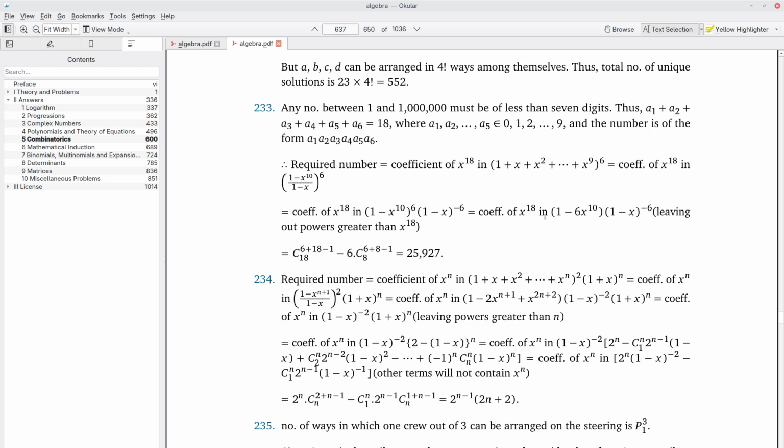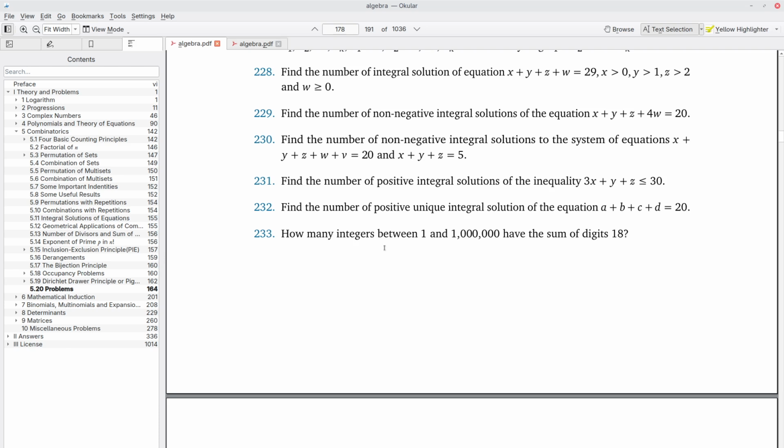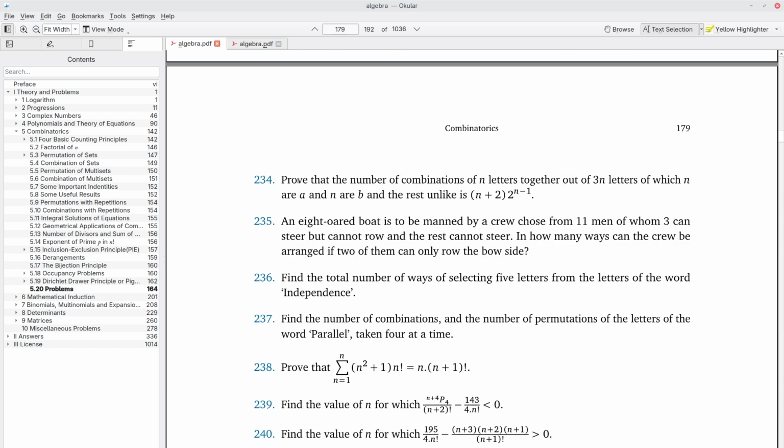Now we expand this. We write only 2 terms of the first expansion, 1 minus 6x to the power 10, because the next term will be 6C2 x to the power 20, and we don't need powers greater than 18. And then we write the expansion of (1 minus x) to the power minus 6, and we multiply. We get the required answer as 6 plus 18 minus 1 C 18, minus 6C1 times 6 plus 8 minus 1 C 8, which is equal to 25,927. Now we move on to question 234.